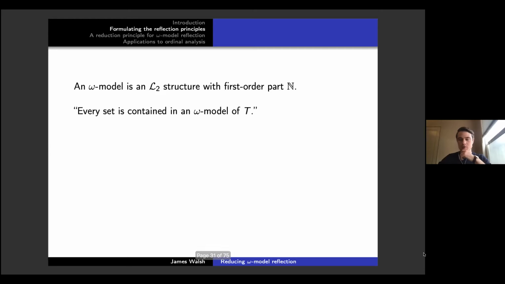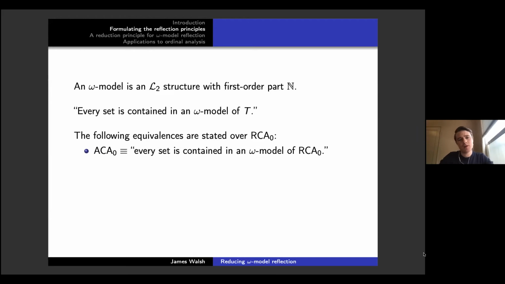And we're going to be interested in the principle that says every set is contained in an omega model of T. This is a principle that shows up a lot in reverse math. So for example, the following equivalences are stated over RCA_0. ACA_0 is equivalent to the sentence that every set is contained in an omega model of RCA_0. Equivalently, ACA_0 is equivalent to the claim that every set is contained in an omega model of WKL_0.